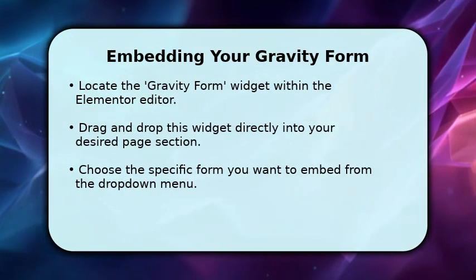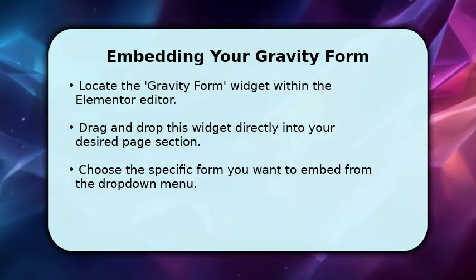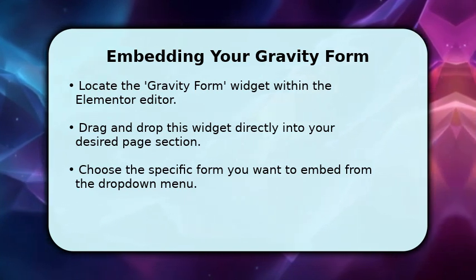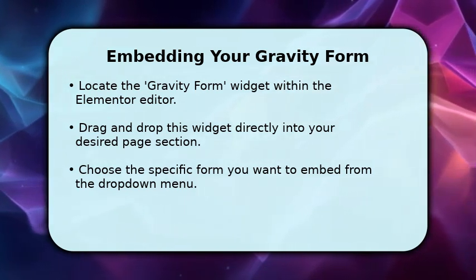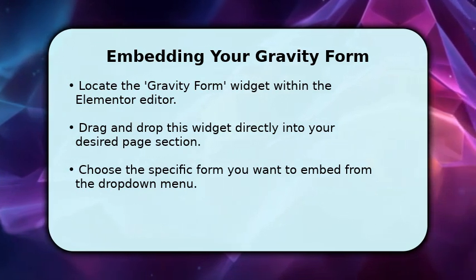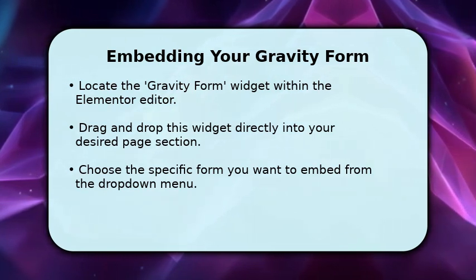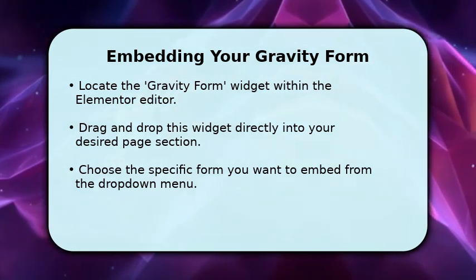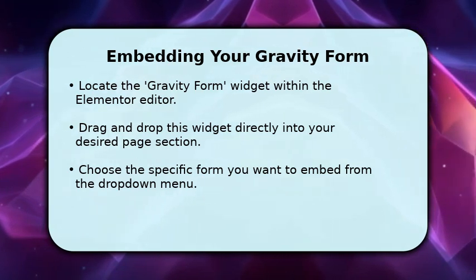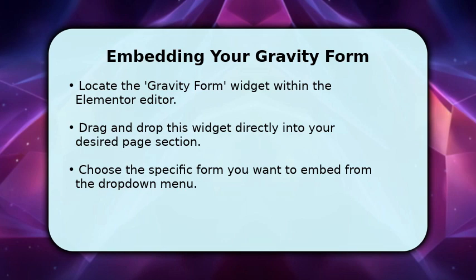Now, within the Elementor editor, search for the Gravity Form widget in the left-hand panel. Simply drag and drop this widget onto your page where you wish the form to appear. After placing it, a drop-down menu will appear, allowing you to select the exact Gravity Form you want to embed from your existing forms. It's a straightforward process.